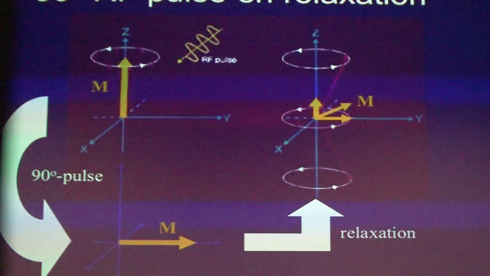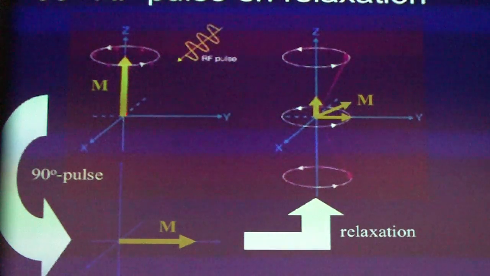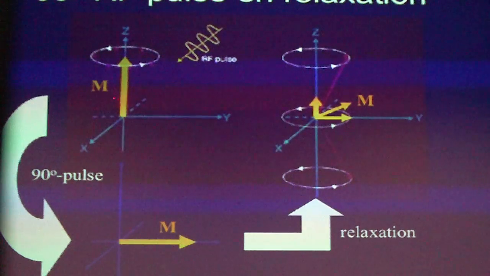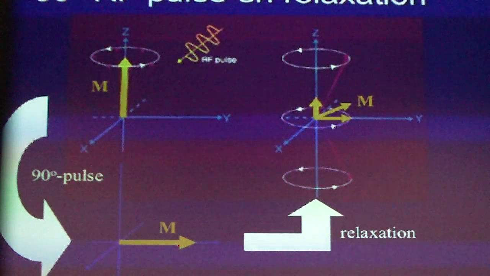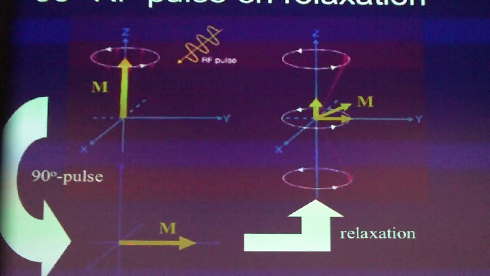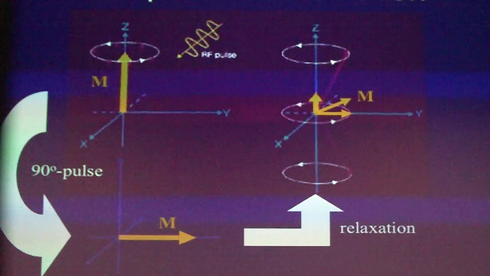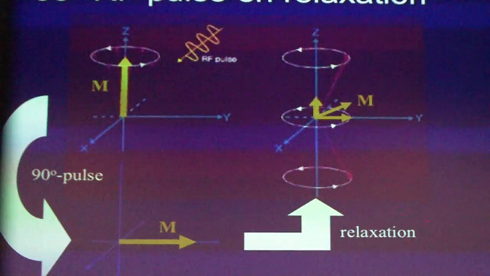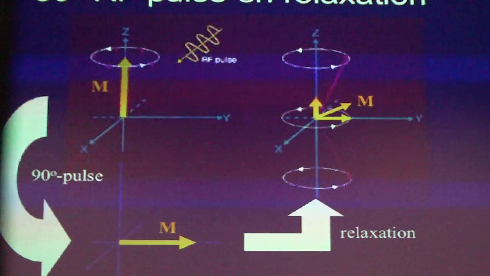Okay, once more, depicted a little bit differently. We have the net magnetization to start with. We have a radio frequency pulse. Okay, in this case we give a 90-degree pulse. We have the magnetization in the plane perpendicular to the main magnetic field. And here it will relax again. You will lose this signal. It's a decaying signal. We call this relaxation. And this we will measure.